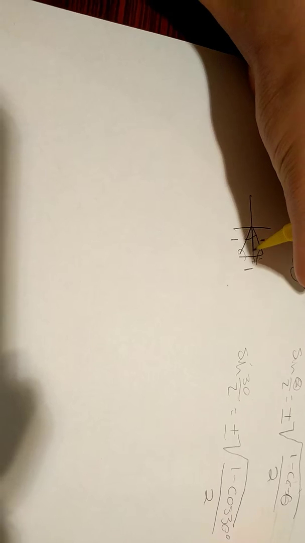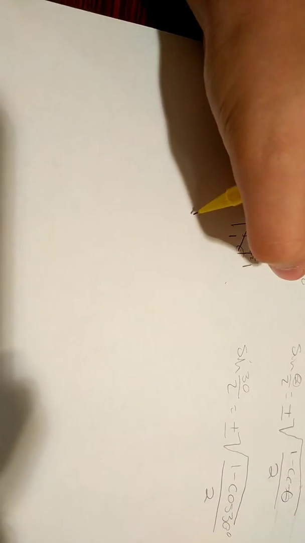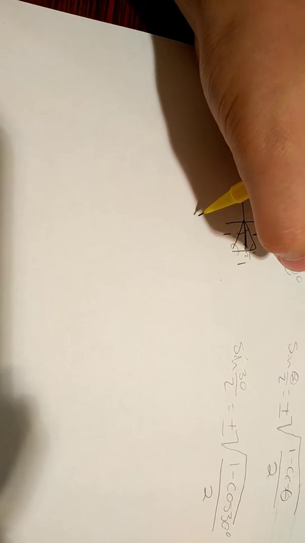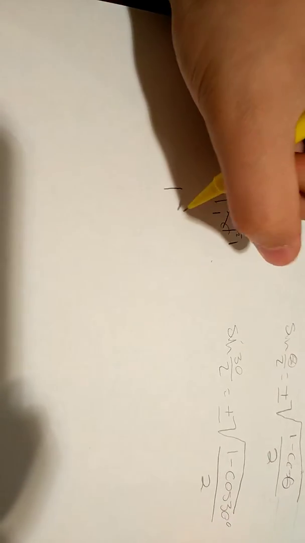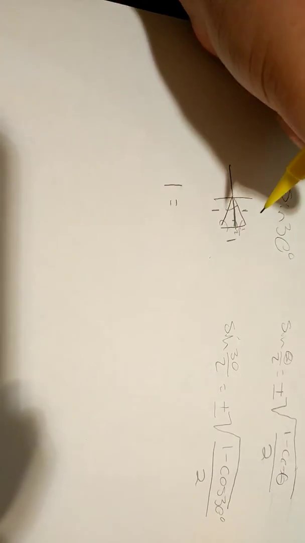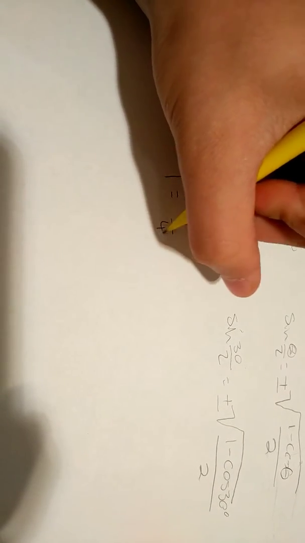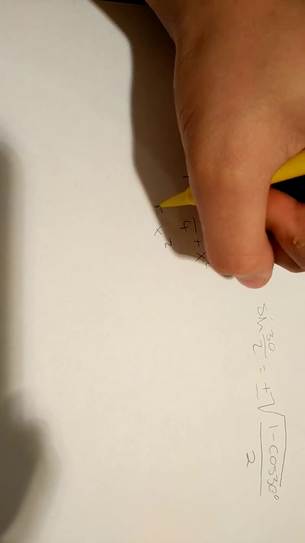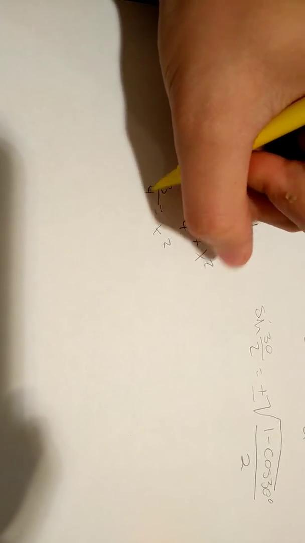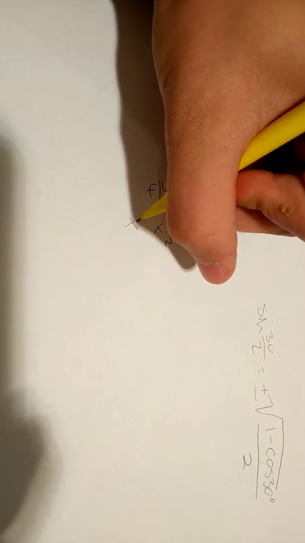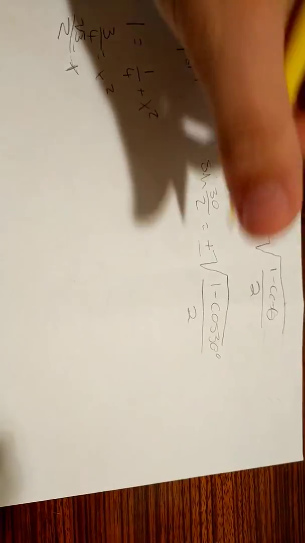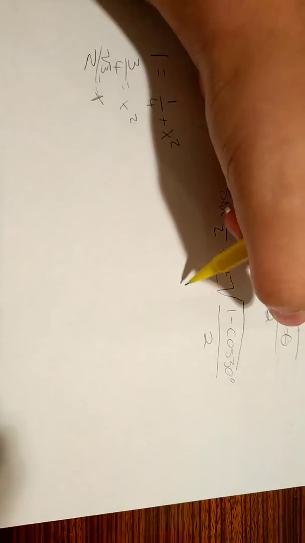I need to find the length of this, and to do that I can use the Pythagorean theorem, since this right here is a right angle. So it's going to be 1 squared, which is equal to 1, is equal to 1 half squared, which is 1 fourth, plus x squared. So x squared is going to be 3 fourths. x is going to be the square root of 3 over 2. So the cosine of 30 is the square root of 3 over 2.